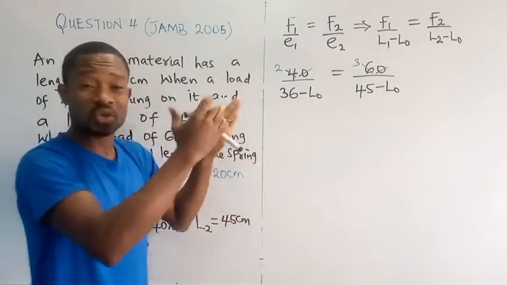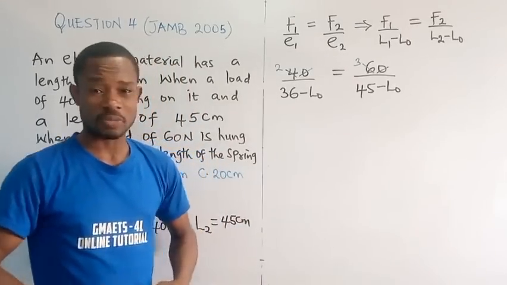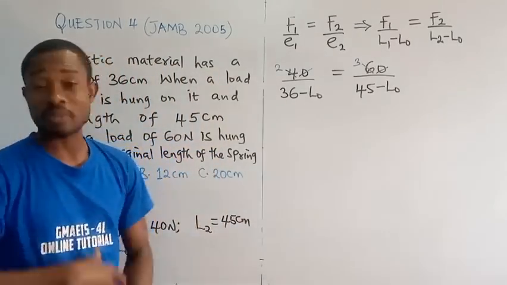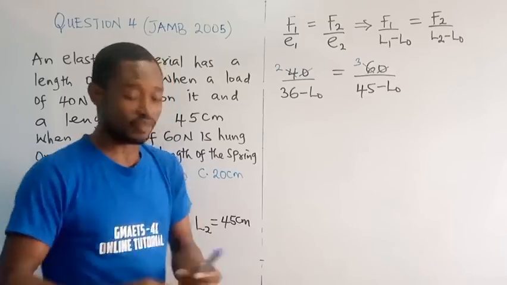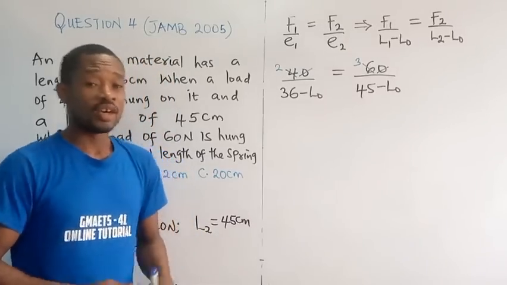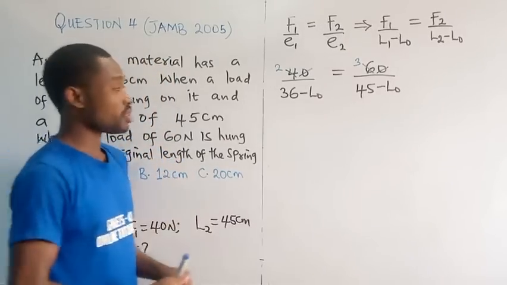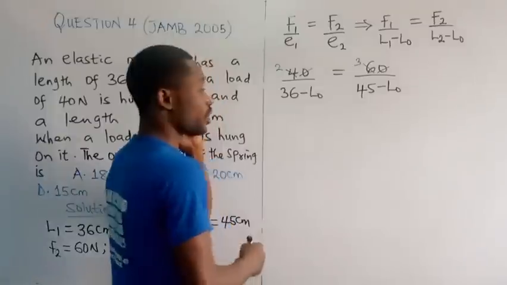What I did was just to try to reduce this before cross multiplying. You may still decide to cross multiply and then solve, but that will give you bigger numbers. I've always talked about that. You try to work with smaller numbers as much as possible. Now let us cross multiply and see what we're going to get.